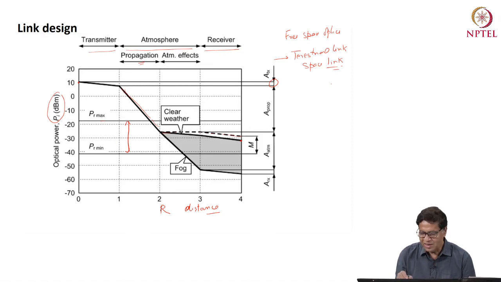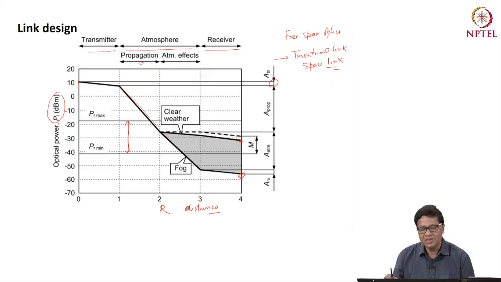So as we notice here, if it is clear weather, then I'm able to cover a distance of 4 kilometers, and my receive power is somewhere here, which lies in this range. But on the other hand, if this is not clear weather, and the weather has fog, then the fog will introduce attenuation, and that attenuation is quite high, as we had discussed earlier. Depending upon the nature of the fog, the attenuation per kilometer changes.